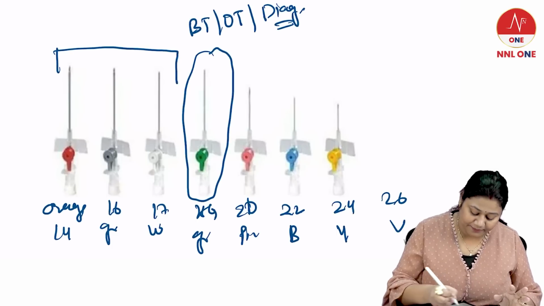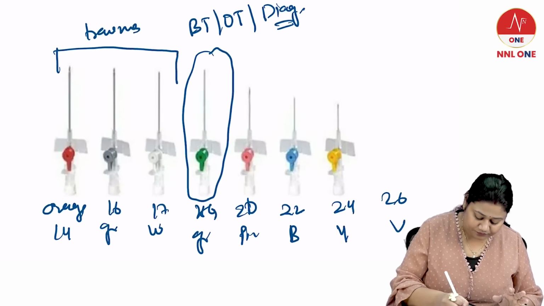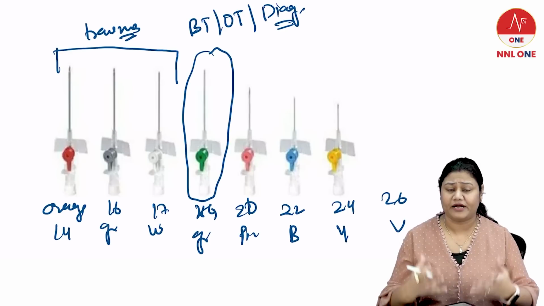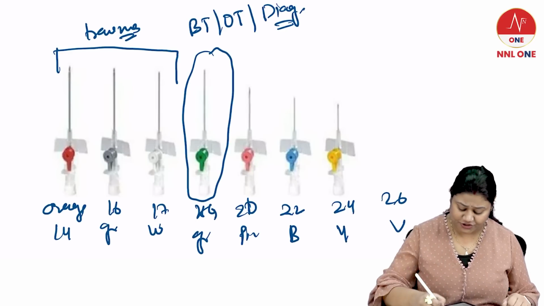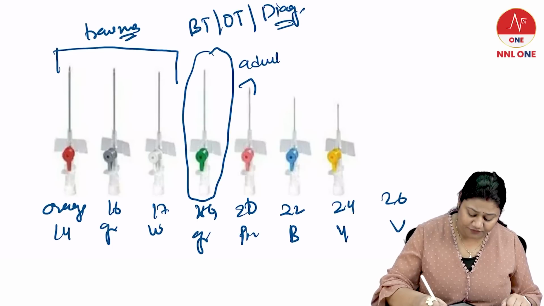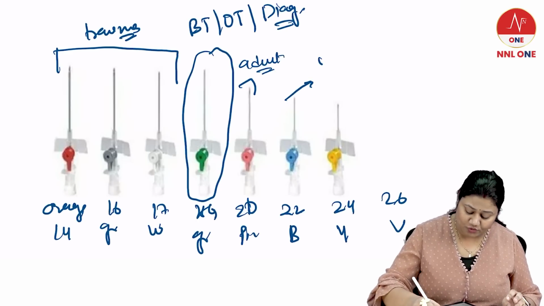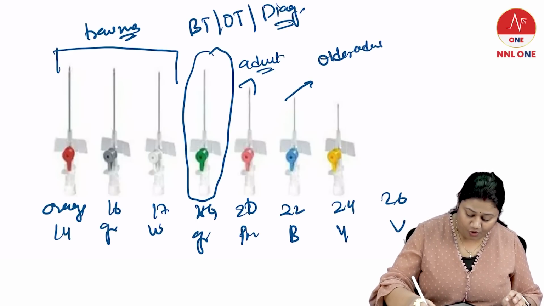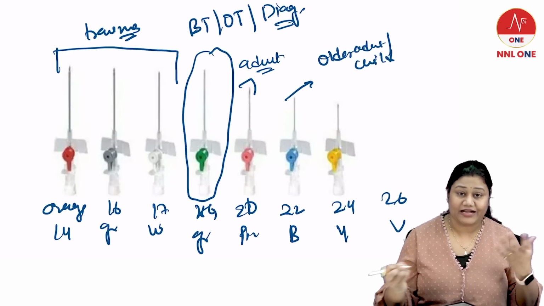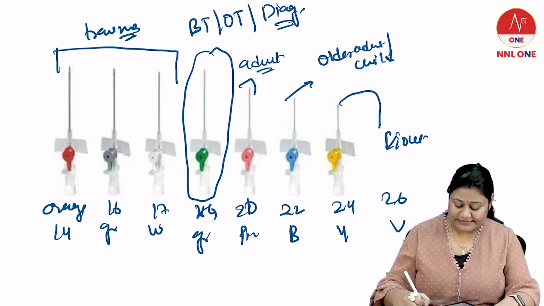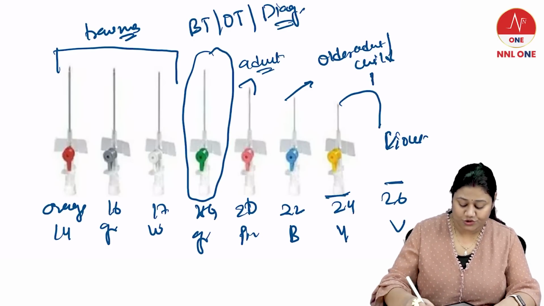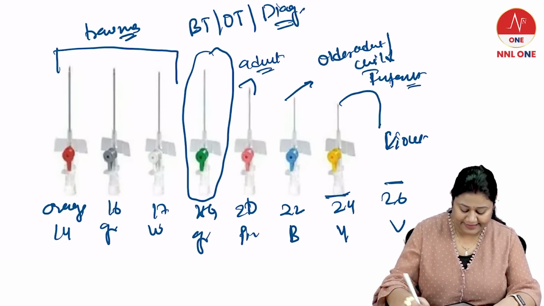All these three can be used for trauma patients, where you need to give massive blood transfusion or massive fluid resuscitation. This we can use in case of adults for routine purposes, for routine intervention. This you can use in case of older adults or children where the vein is not that prominent. So remember, the yellow one and the violet one are used for infants.